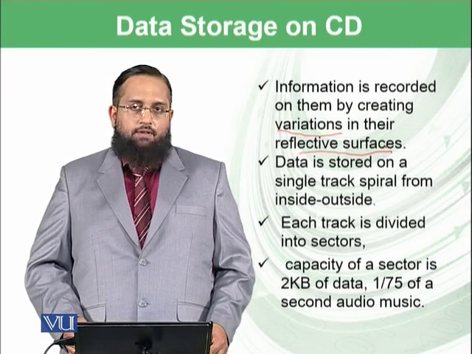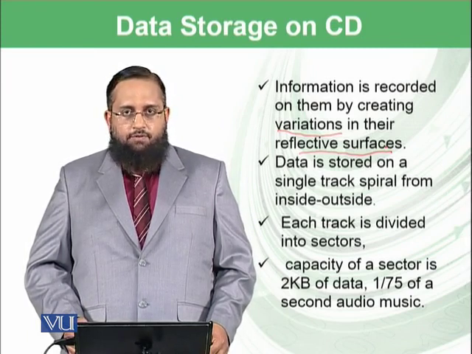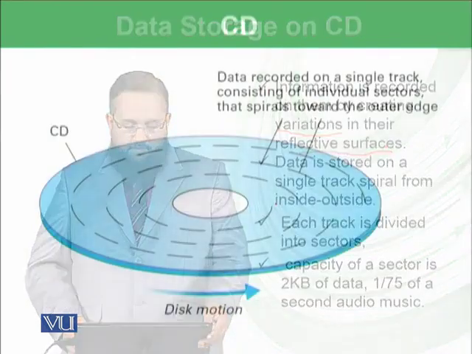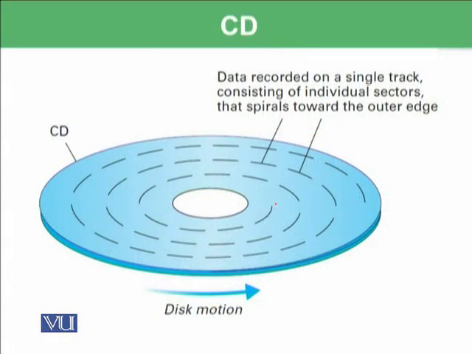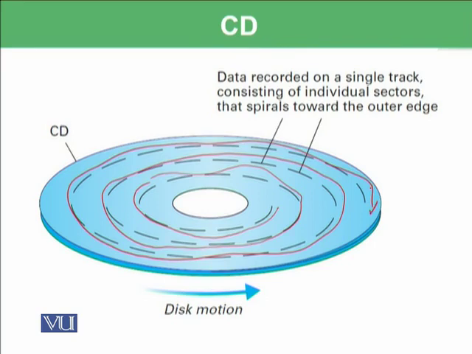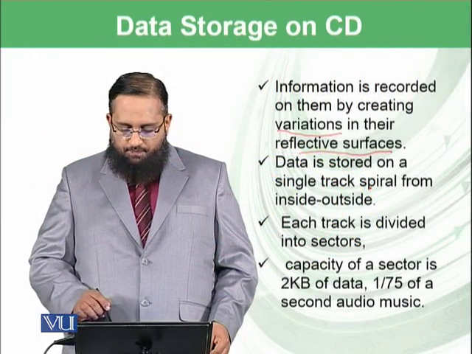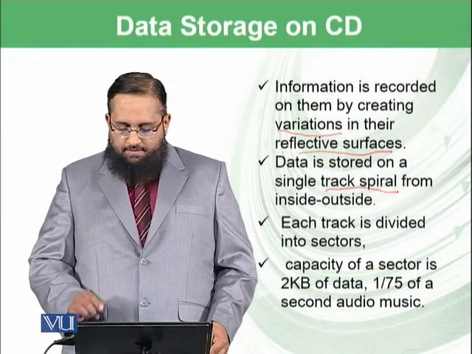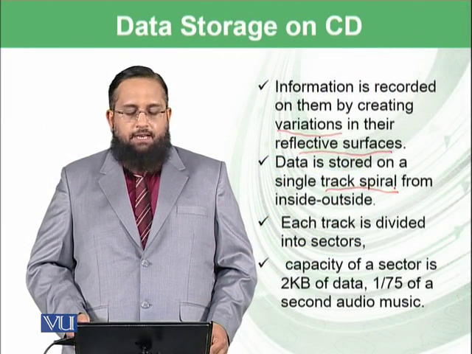This is different with respect to the magnetic system, which you learned in the previous module. You can see that in a CD, we start a spiral from here and go outward, but it is all called one track. So there are no multiple tracks available in CDs. It has a single track, which is a spiral from inside to outside.